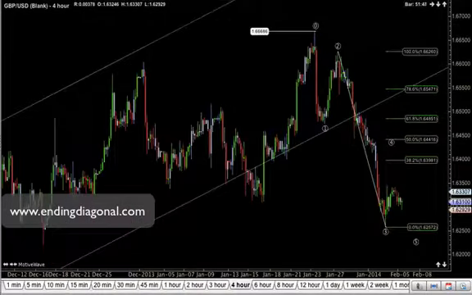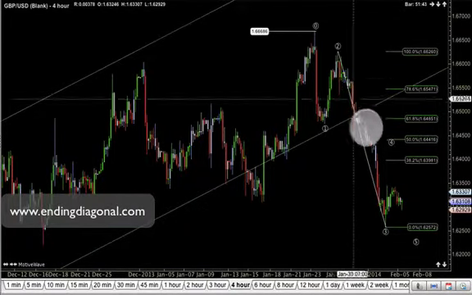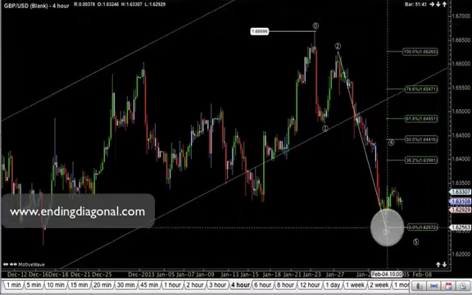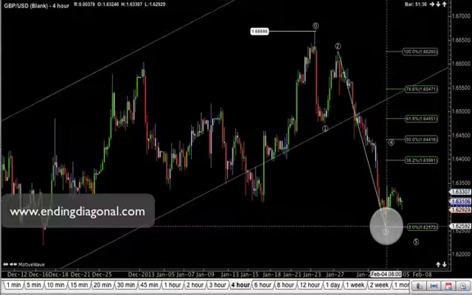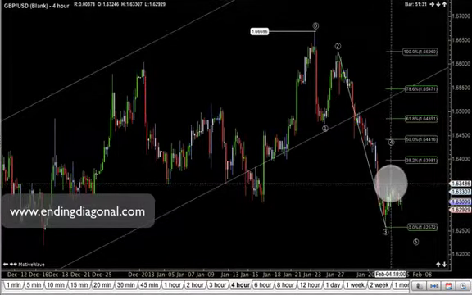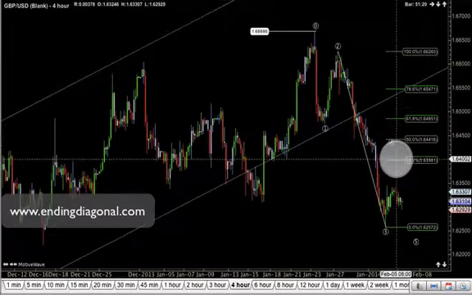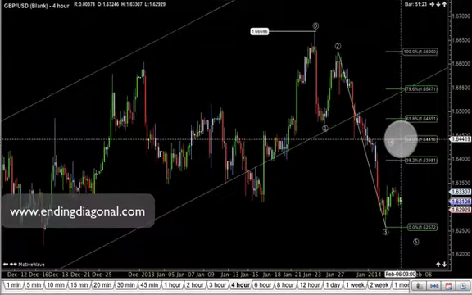So on the 4-hour chart, we see that wave 3 on a smaller degree has probably completed itself at 162.57, and we are looking for a wave 4 bounce towards the 163.98 to 164 level, 164.42 level.